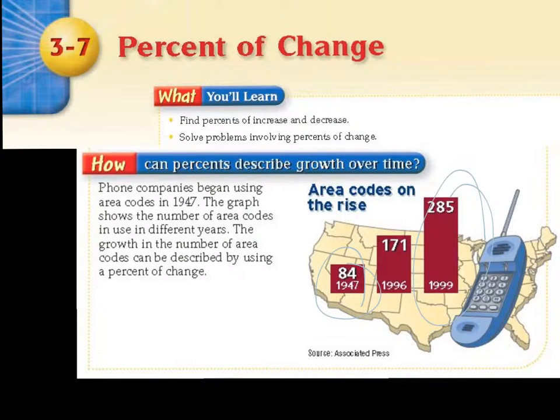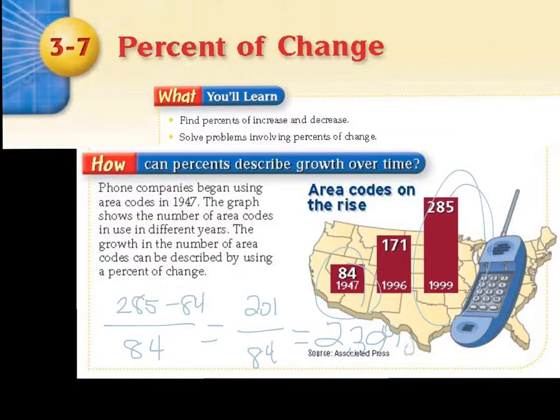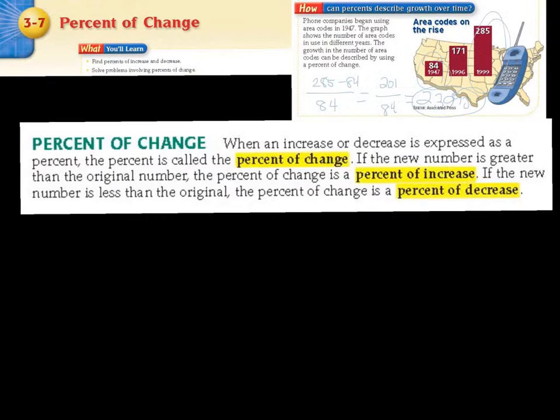So if we find the difference and then divide by the original, we're going to get our percent change. So the difference was 201 divided by the original was 84. We get a percent change of 239%. That's a large percent change.